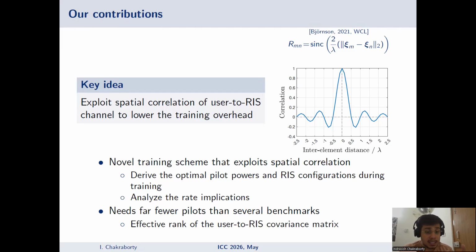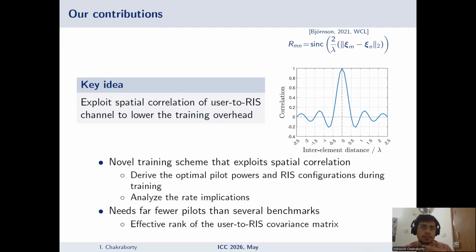And this training overhead is not only lower than the total number of RIS elements, but lower than the rank and effective rank of the channel as well. Now, what is this effective rank? This term was proposed, at least in this context, in Demi's paper that is related to RSLS.